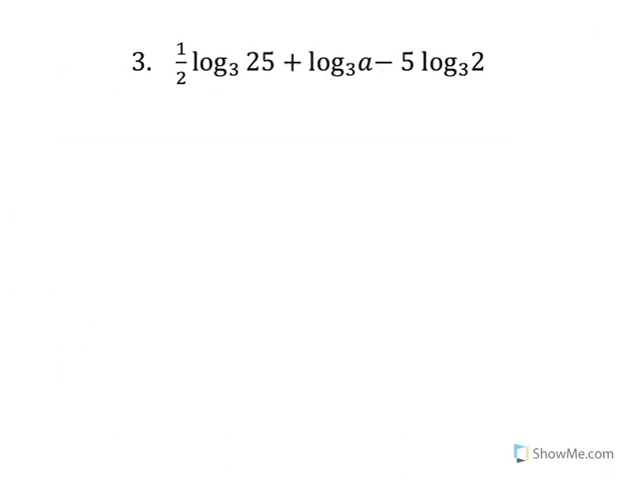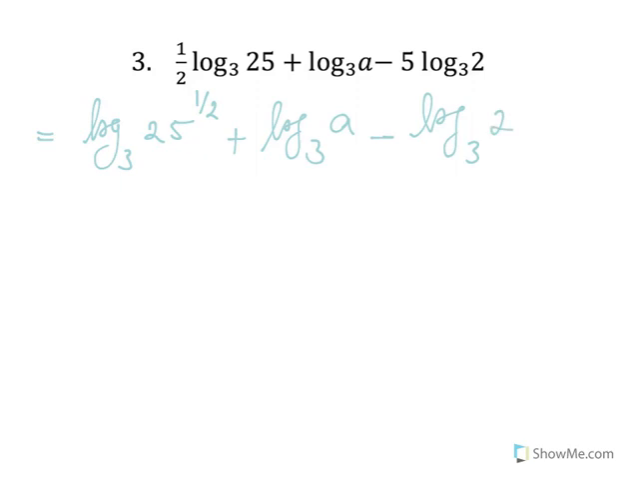Okay. Now let's take a look at a final example, because this one has a negative sign. Some numbers are outside, some numbers are inside. All of the logs are of base 3, so that's a good sign. First, I need to take those numbers outside and raise them as exponents to the numbers inside. So it's going to be log 3 of 25 to the power half plus log 3 of a minus log 3 of 2 to the power 5.